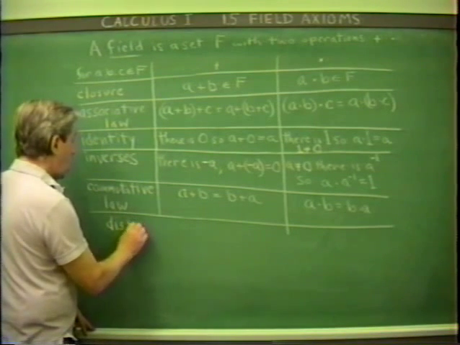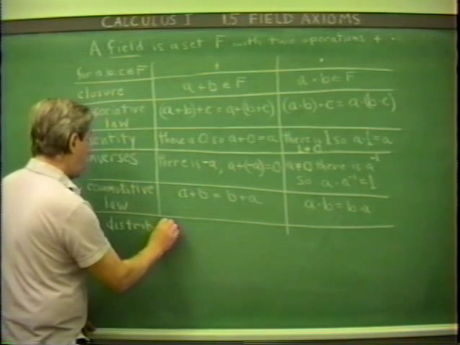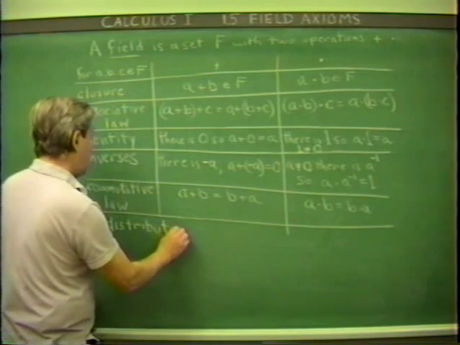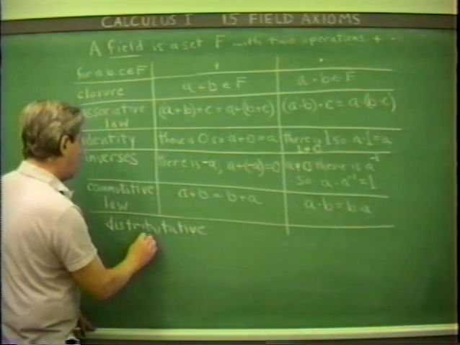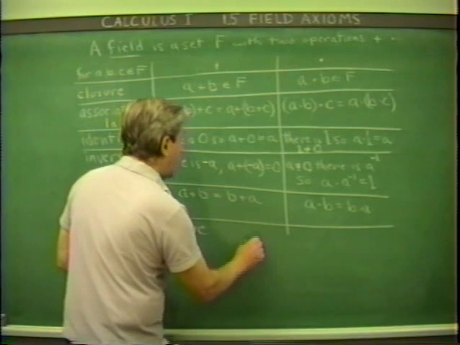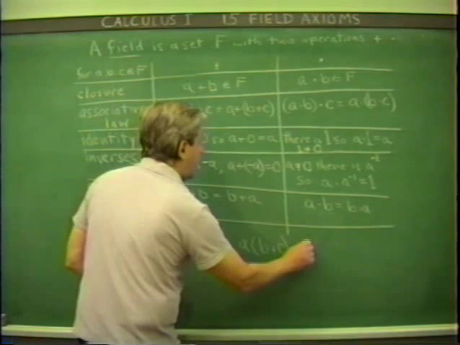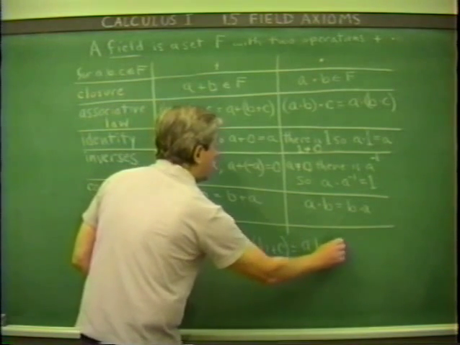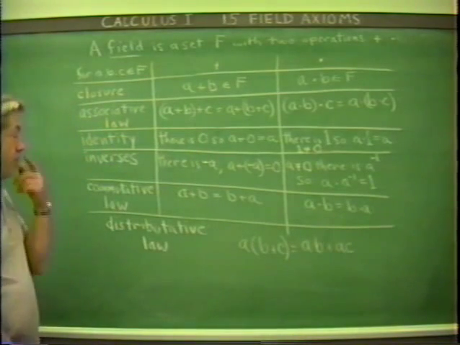The 11th rule is called the distributive law. It's the rule that relates addition to multiplication. And it says that A times (B plus C) is equal to A times B plus A times C.